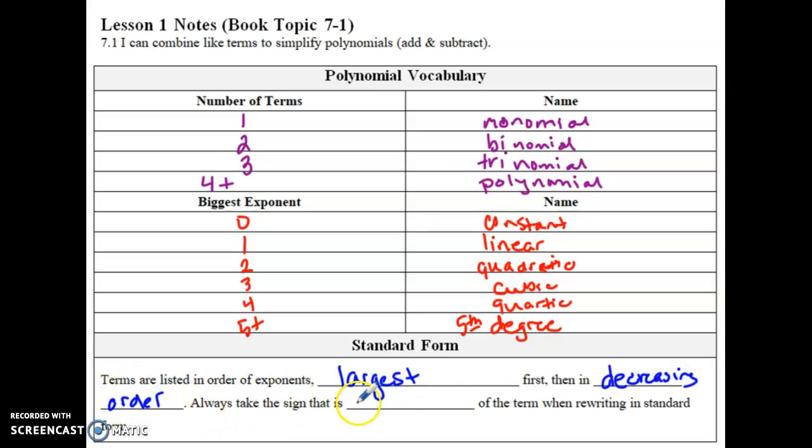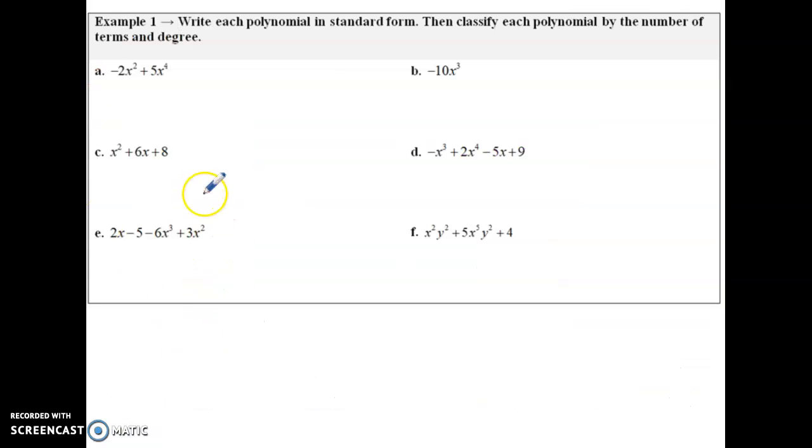And then you're always going to take the sign that is in front of the term when we're writing it in standard form. Okay, so we are going to actually, in the next set of problems, write these in standard form first, and then we'll name them. Okay, so for B, for example, there's only one term. We don't need to change it.